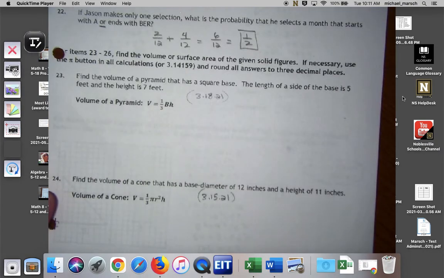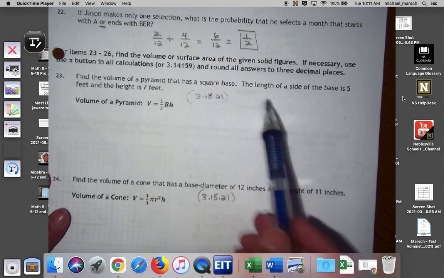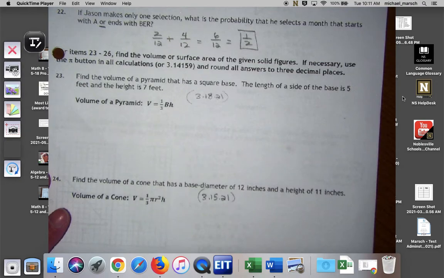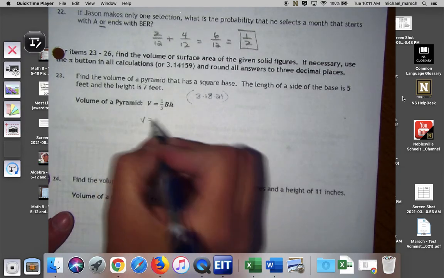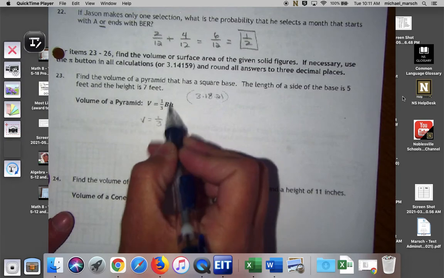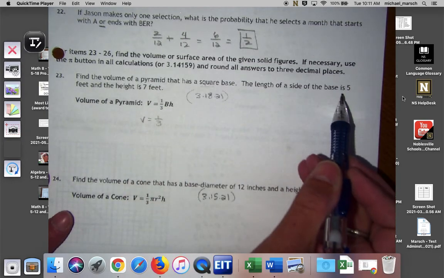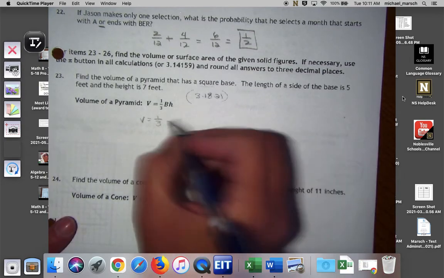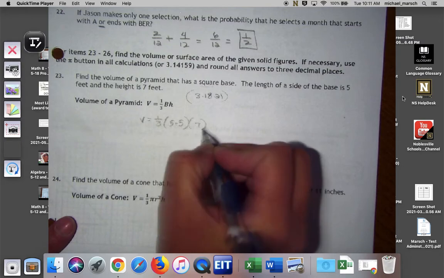All right, now we've got some volume. I'm going to give you the formula. You're going to get all the information about the image. So we just fill in the values and we go. So volume equals 1/3 base times height. Our base here is a square. We know the length is 5, so since it's a square, both the length and width are 5, the height is 7.